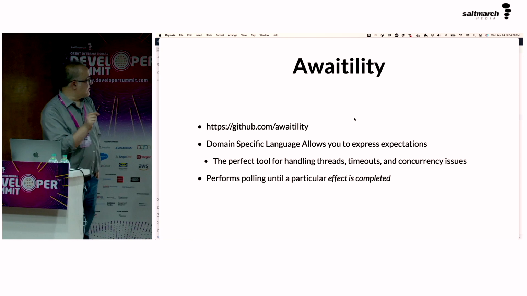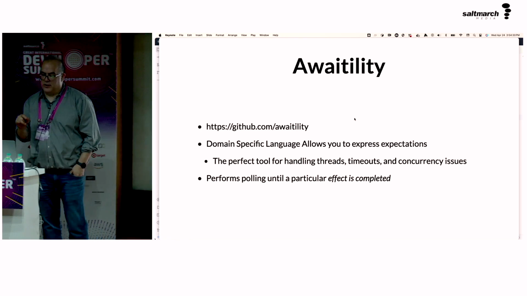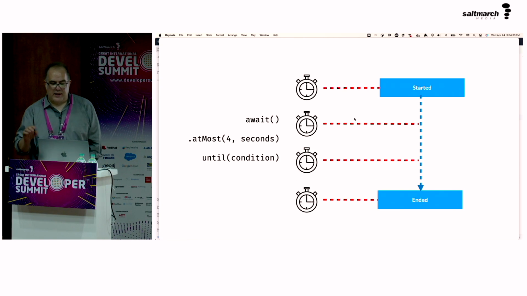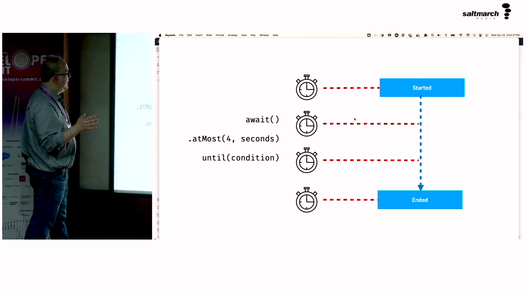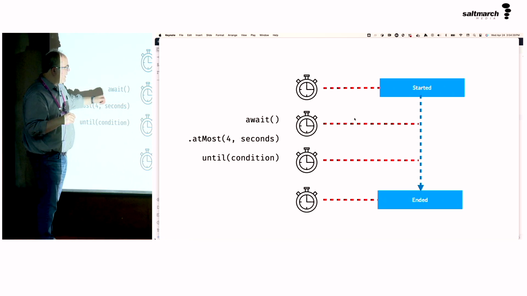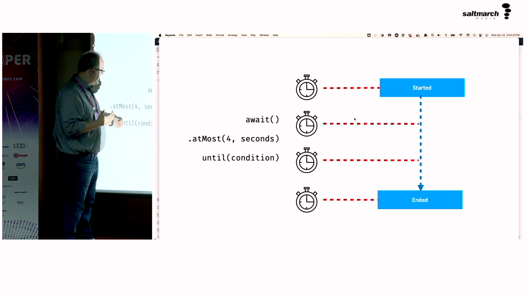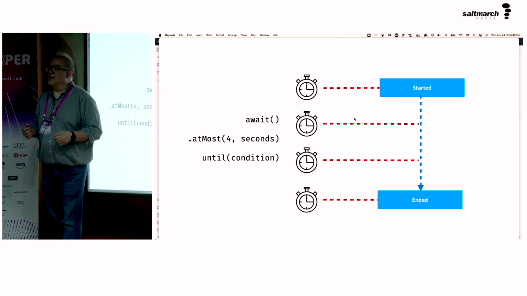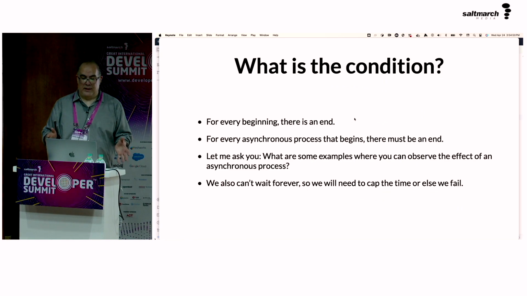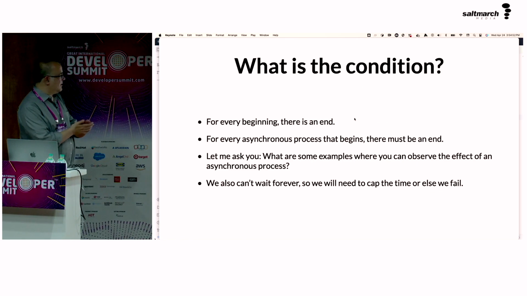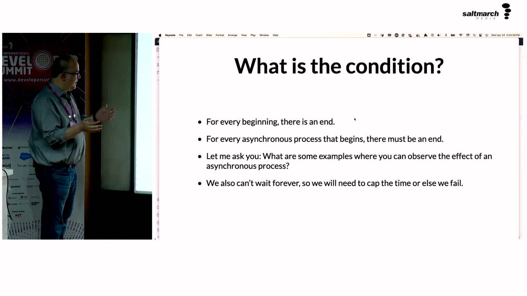Okay, on to the last one here, Awaitility. And so what this one's going to do is if you're doing any kind of asynchrony, which is you start something, then you want to await until something has transpired, and you could set up a particular timeout until a certain condition is met. Okay? That's the idea here. For every beginning, there's an end. For every asynchronous process that begins, there must be an end.